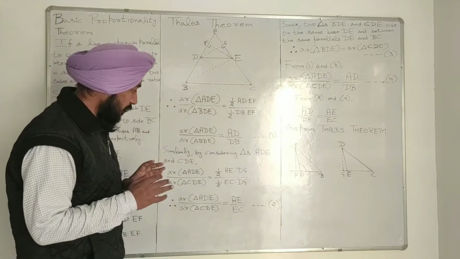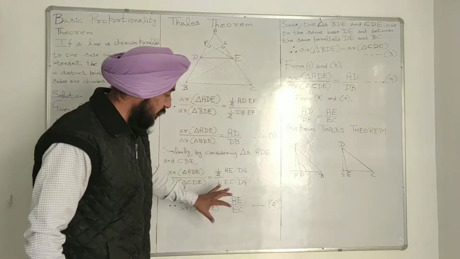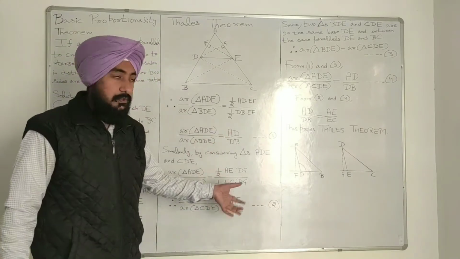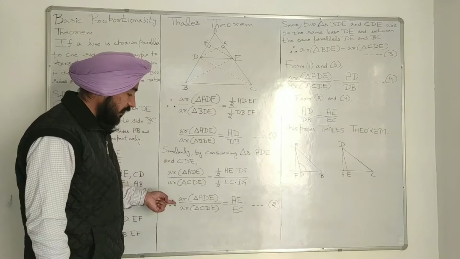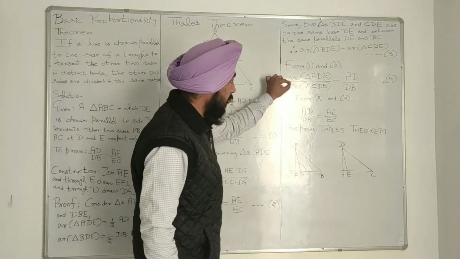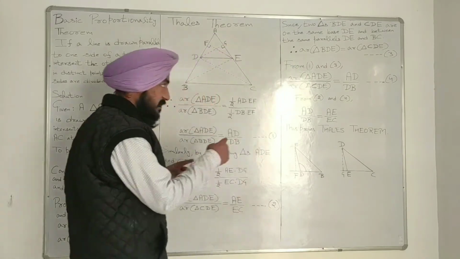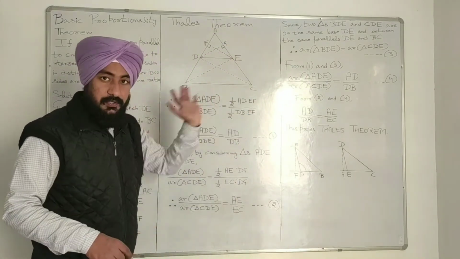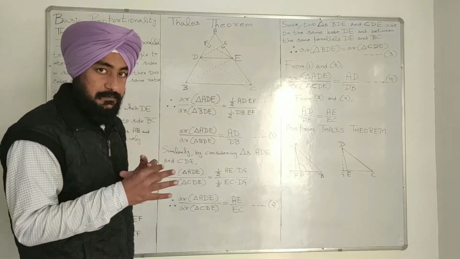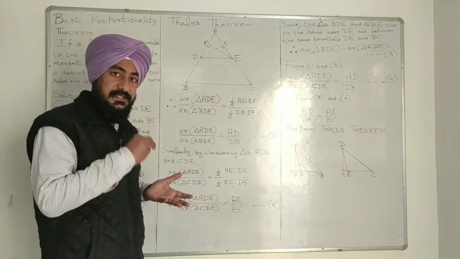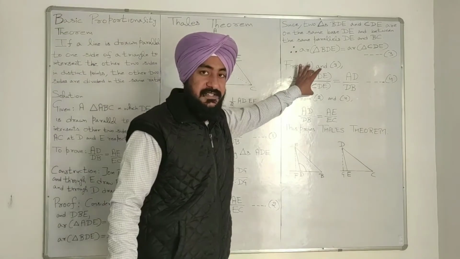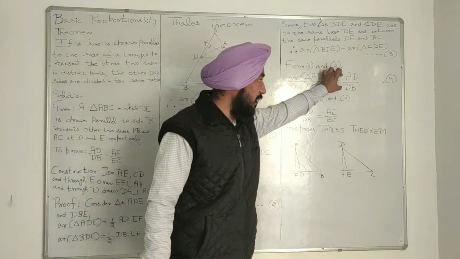Now students, see here equation number 2 and equation number 4. You can see in both these equations the left hand side is the same: area of triangle ADE upon area of triangle CDE. If the left hand side of any two equations is the same, it means their right hand sides are also the same. So the right hand side of equation number 2 should be equal to the right hand side of equation number 4.